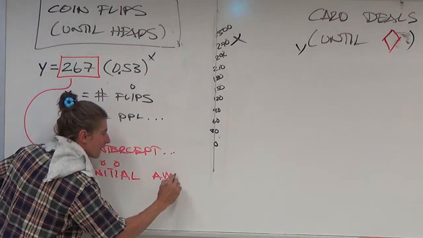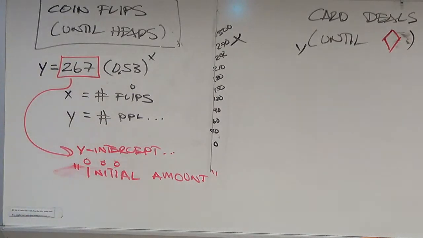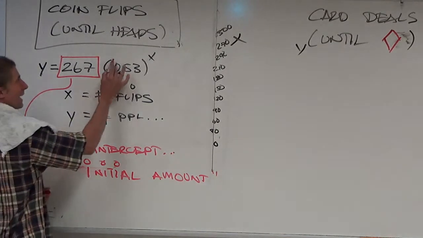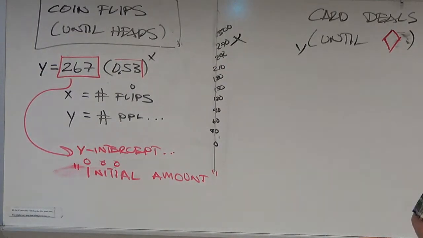Initial amount. In this case, it's the number of people that started the experiment. Good! What's this? Let's use a different color, because this is where it gets fun.